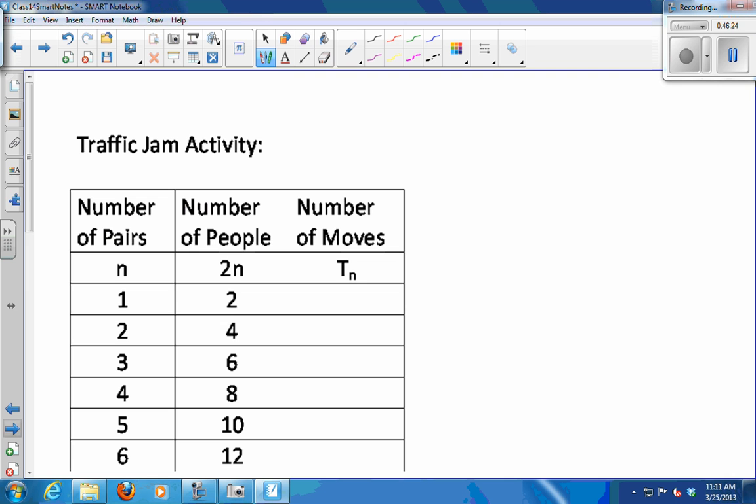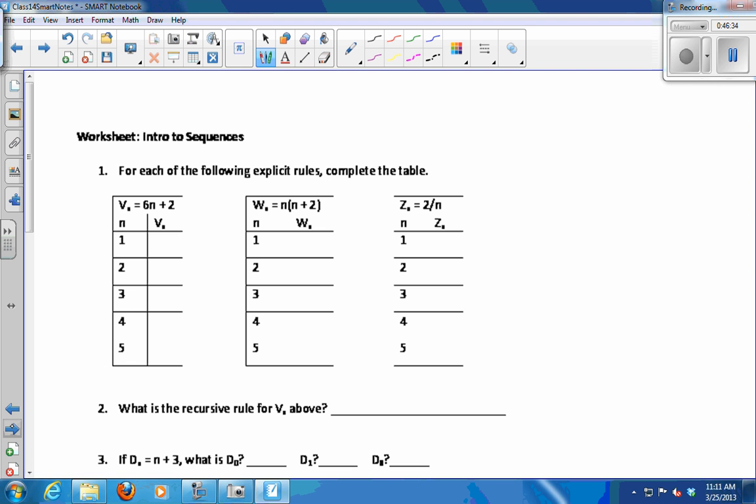Okay, we only have like 5 minutes, so we can't really do this activity. How about instead, you can start on the worksheet at the end of the packet.